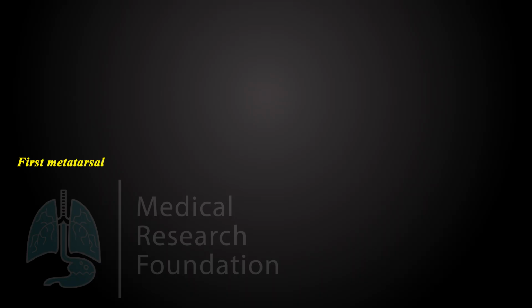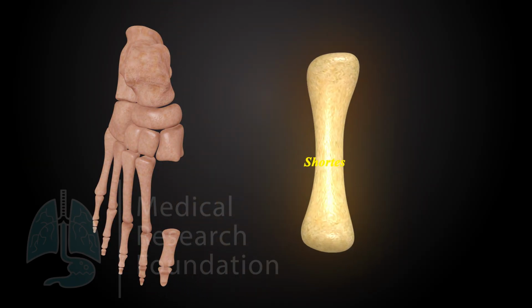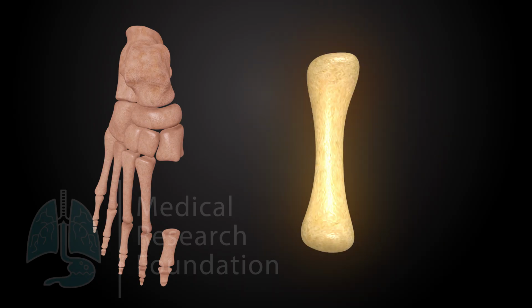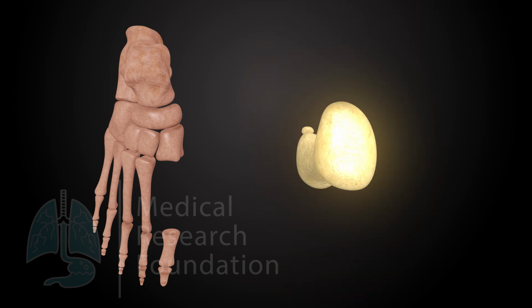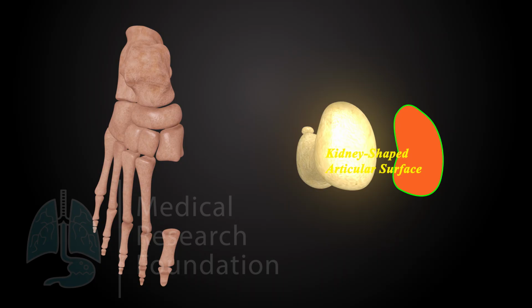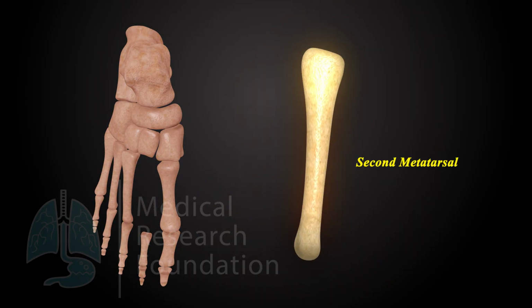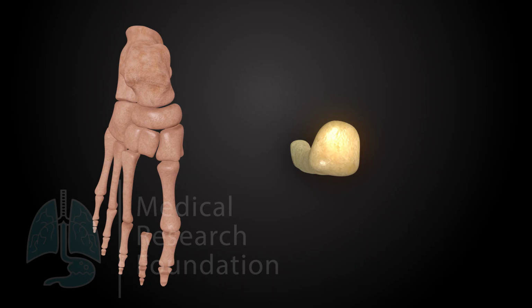First metatarsal. It is the shortest, thickest, and strongest, and is adapted for weight transmission. Proximal surface of its base presents a kidney-shaped articular surface. Second metatarsal. It is the longest metatarsal bone. Proximal surface of its base has a triangular concave articular surface.